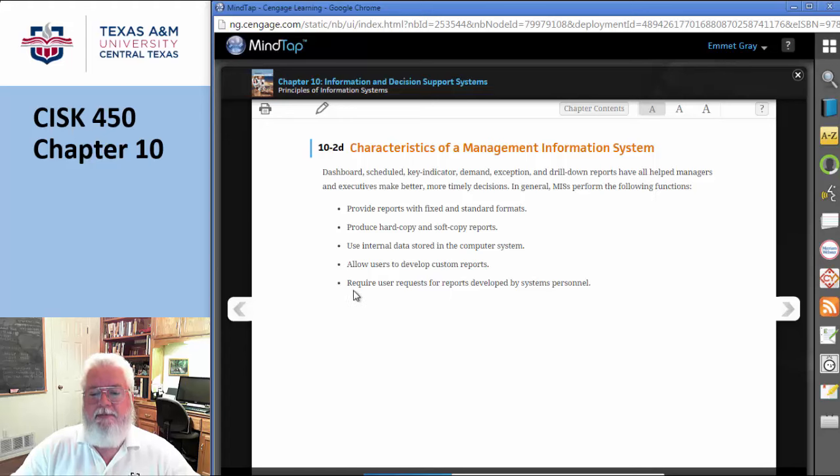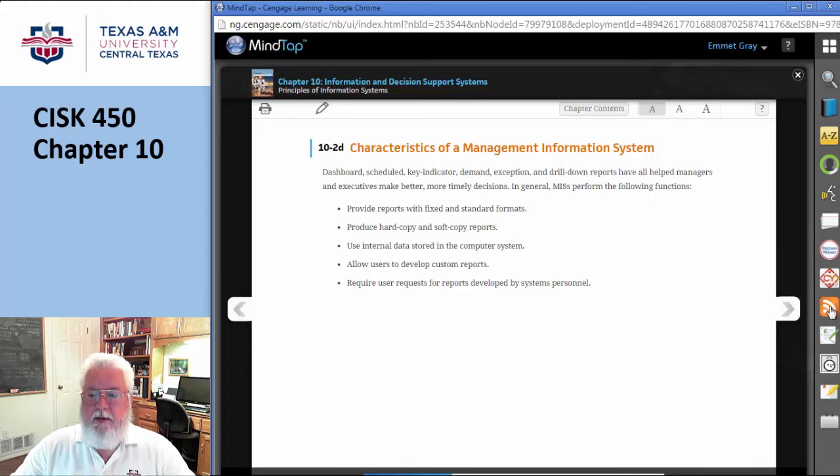And I think this is a typo here. I don't think this should read "require user requests for reports developed by system personnel." I would have thought they meant "allow user requests for reports developed by system." I don't know. Can't tell. Doesn't look right to me.